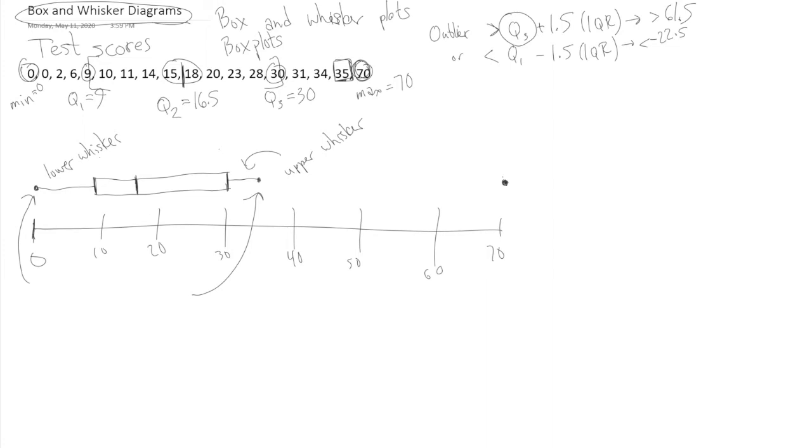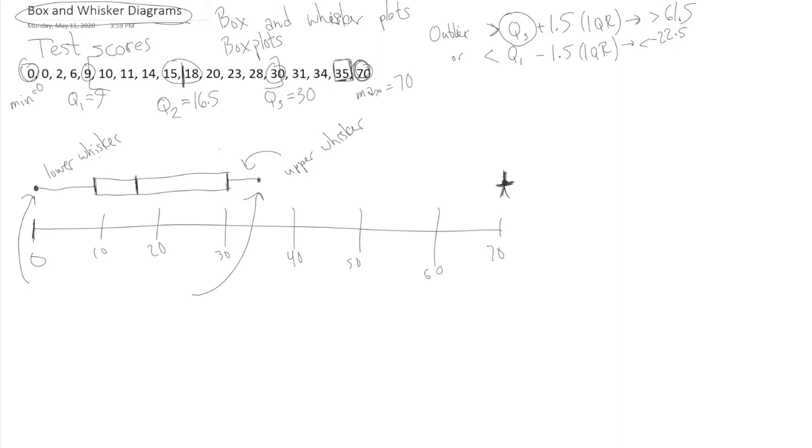And then this outlier over here, sometimes we label this with an asterisk or a little star to show that it is an outlier. So the box and whisker diagram shows the interquartile range in the middle here. It shows the largest and smallest values that are not outliers, and it shows outliers.